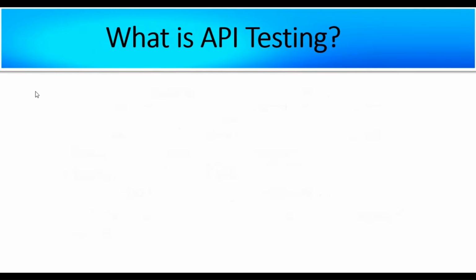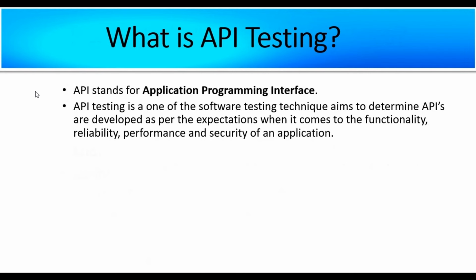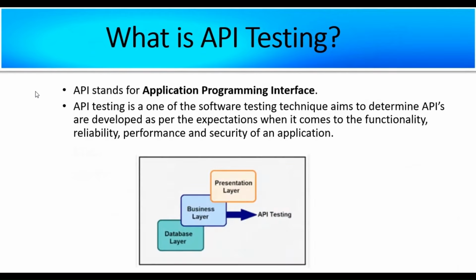Now I will start discussing what API testing is and what the advantages of performing API testing are. API stands for Application Programming Interface, and API testing is a software testing technique which aims to determine whether the APIs are developed as per expectations. We validate the functionality, reliability, and performance of the application, which is the response time of a server, and we also verify the security aspect of an application. These are the high level things we validate in the APIs.